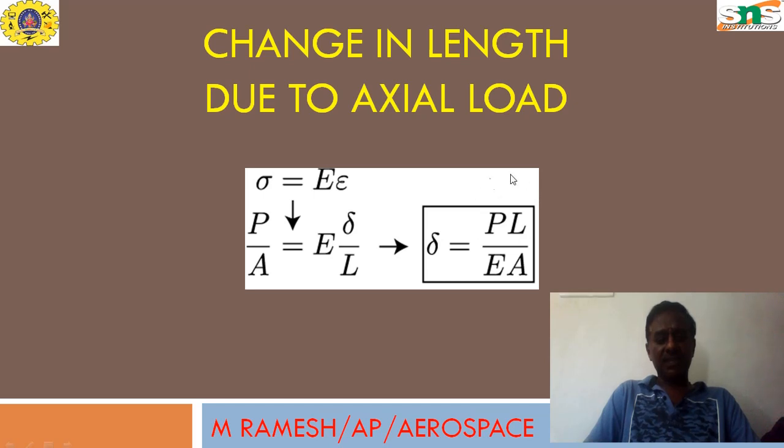So when applying this mathematical expression, the units must be followed. If load is in Newton and length is in meter, then the Young's modulus must be Newton per meter square and area must be meter square. If load is applied in kilonewton and length in millimeter, then you can use Young's modulus as kilonewton per millimeter square and area as millimeter square. So accordingly the units must be followed in mathematical applications so that we can get the correct answer, otherwise we will have an error.